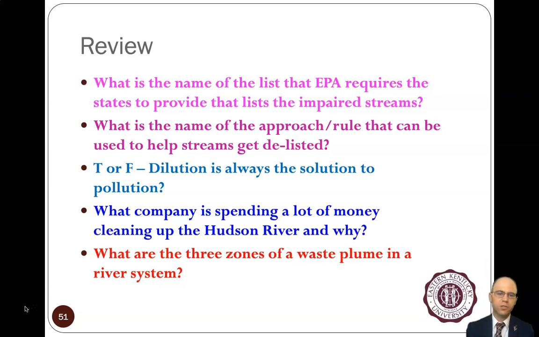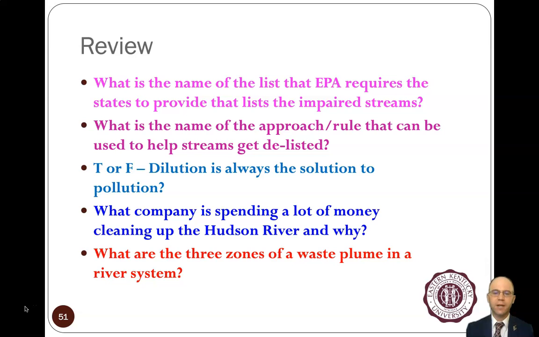True or false? Dilution is always the solution to pollution, and you should hopefully note that that is false. Dilution can sometimes help reduce the impact of pollution, but there are certain types of pollutants that you don't want to dilute with water. Organic pollutants in particular, things that bioaccumulate in nature. So dilution is not always the solution to pollution. That statement, dilution is always the solution to pollution, is false.